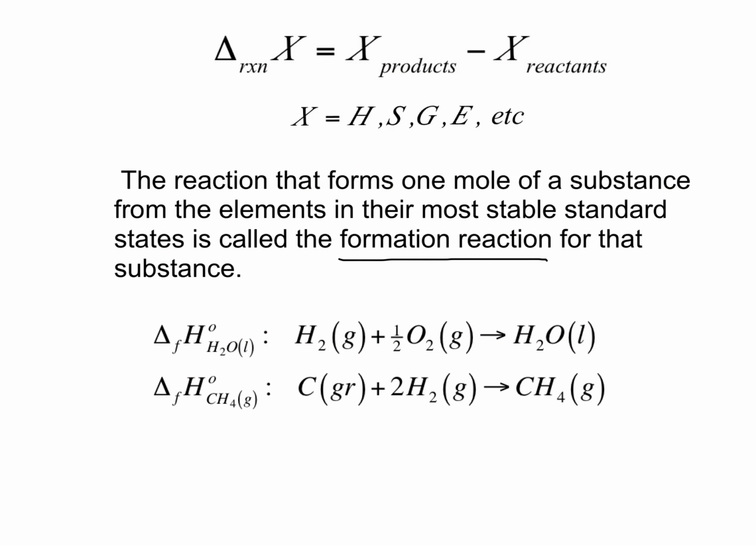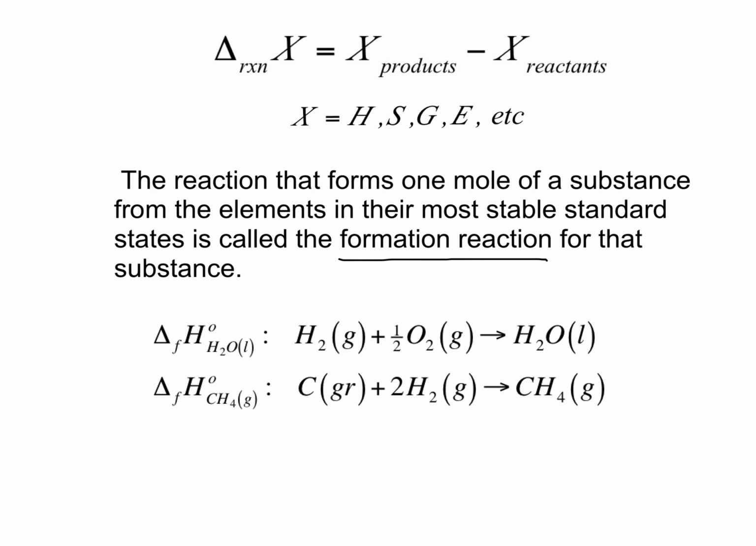Notice that H2 gas is the most stable form of hydrogen. Oxygen gas is the most stable form of oxygen. Carbon graphite is the most stable form of carbon. So if I want to write the formation reaction for methane, I would write carbon graphite plus 2 H2 gas forms CH4 gas. The change in enthalpy for this reaction is called the delta H of formation for methane gas.